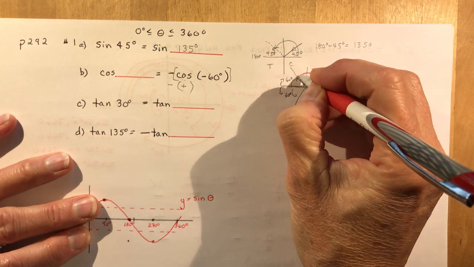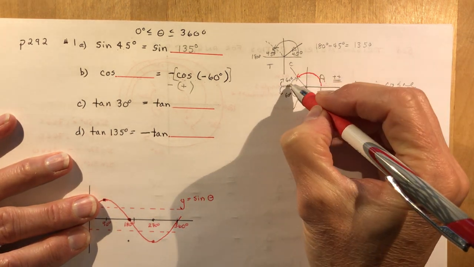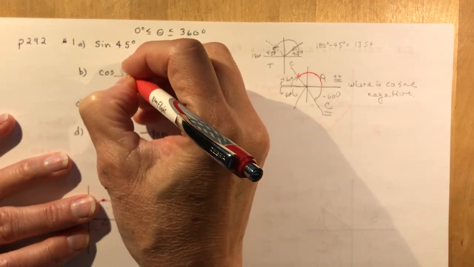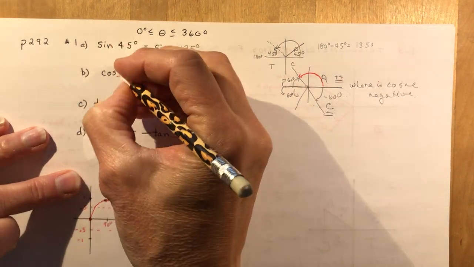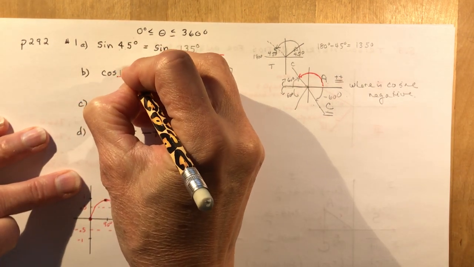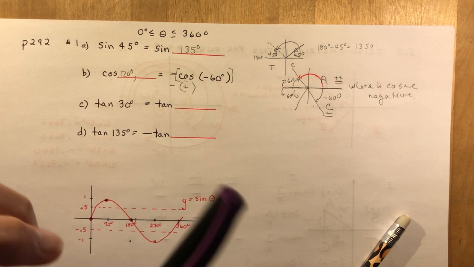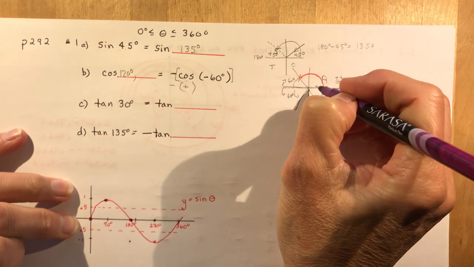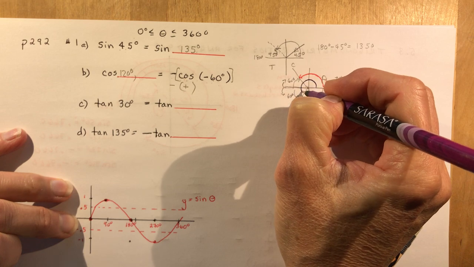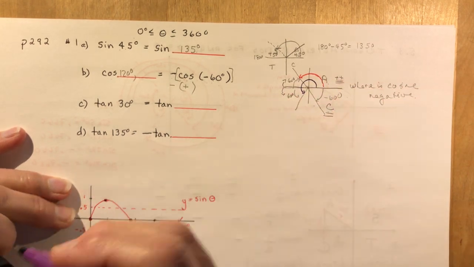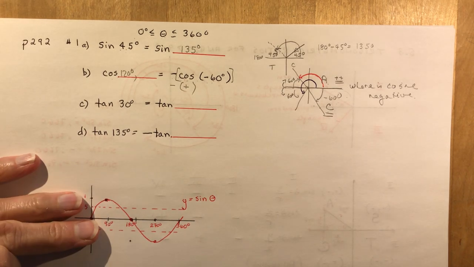So from here to here is 180 minus 60. 180 minus 60 is 120 degrees. So one of my answers would be cos of 120 degrees. And the other angle is going to be the one that flips all the way. Now think principal angle. So from here all the way around to here. And that would be 180 plus 60. So that's going to be 240 degrees.